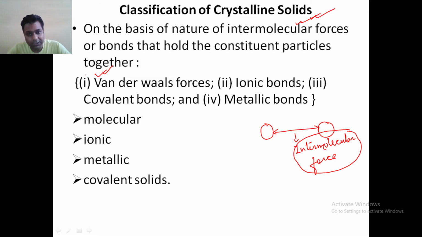You might have studied this thing in 11th class also. Then ionic bonds, covalent bonds and metallic bonds. So the intermolecular force may be van der Waals in nature, ionic bond in nature, covalent bond kind of force, or metallic bond. Depending upon that, there are four classifications of crystalline solid: one is molecular, another is ionic, third is metallic, and fourth is covalent. We'll see this in this lecture. I'll try to finish all those four points.